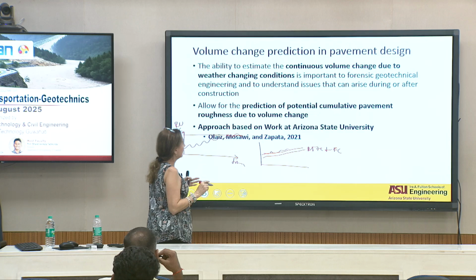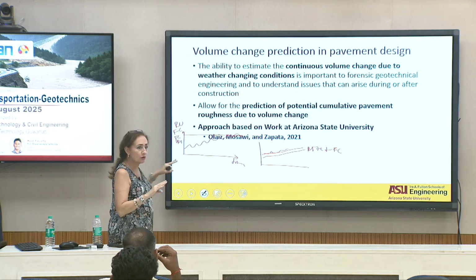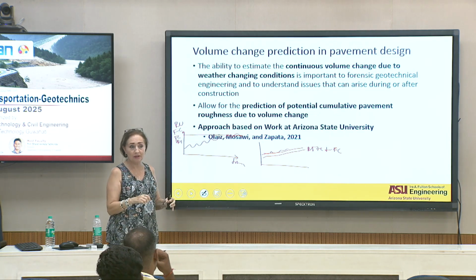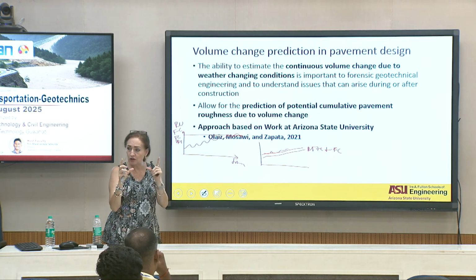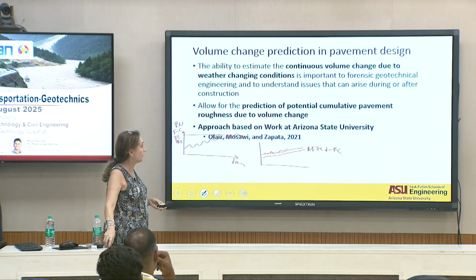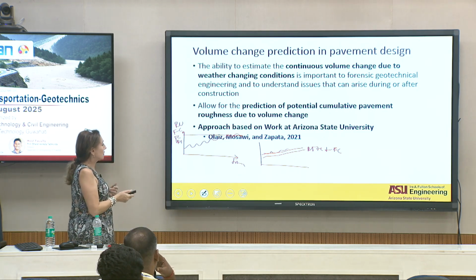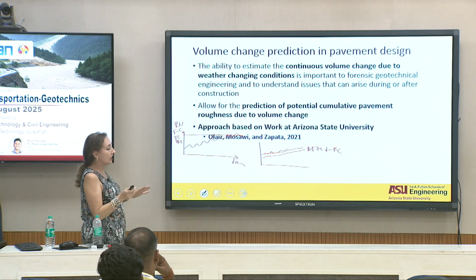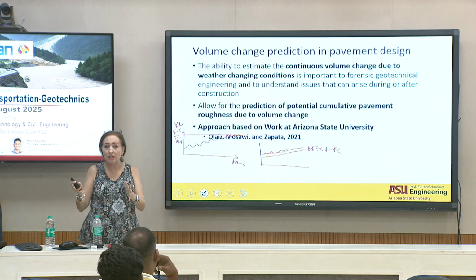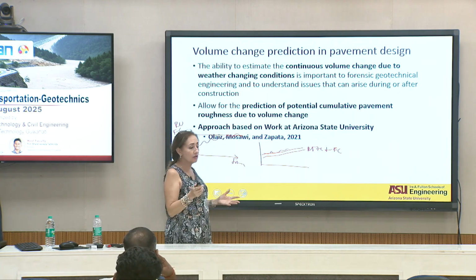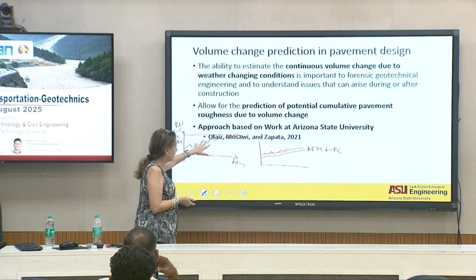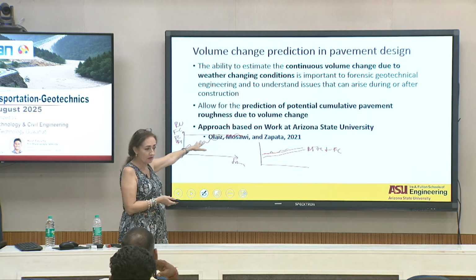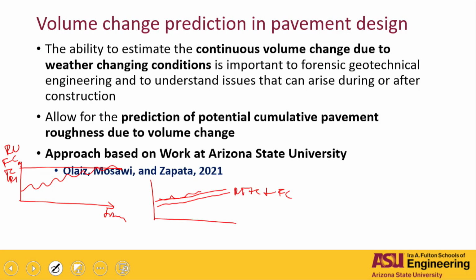In this case, we want to figure out how to estimate that volume change with time, so we get a better predictor for that particular parameter that we are using for the IRI in pavement analysis. So something that allows for the prediction of the potential cumulative pavement roughness due to the volume change was desired, and we got two great students working on this project about three to four years ago, Austin Olays and Mohamed Moussaoui.